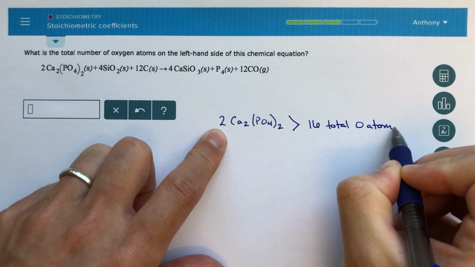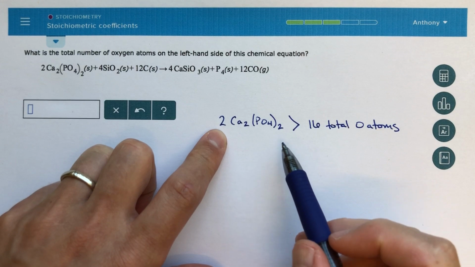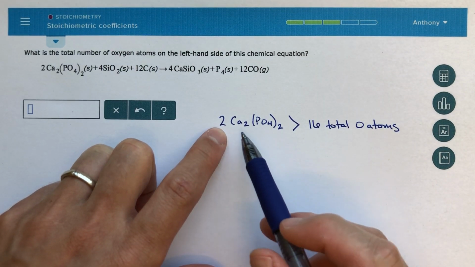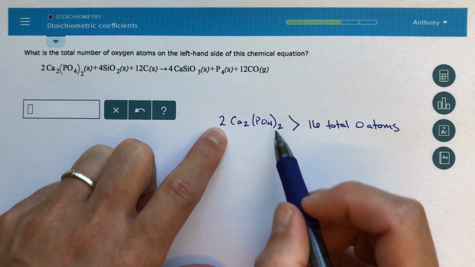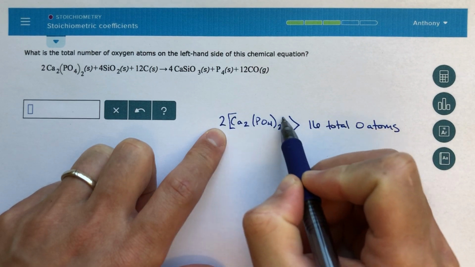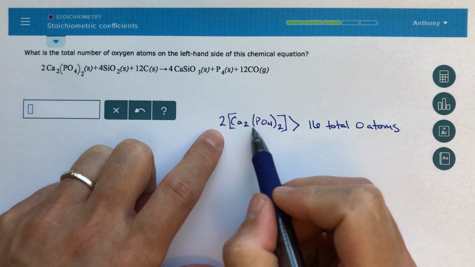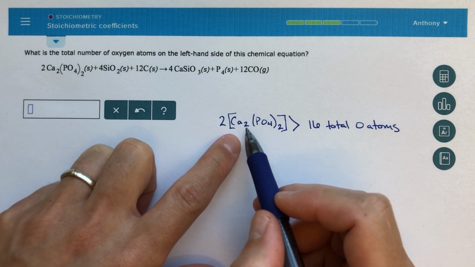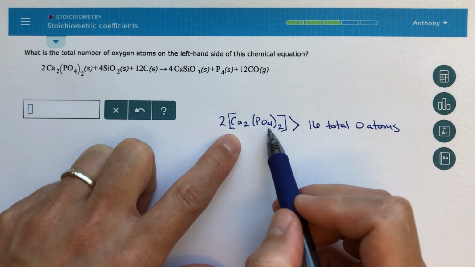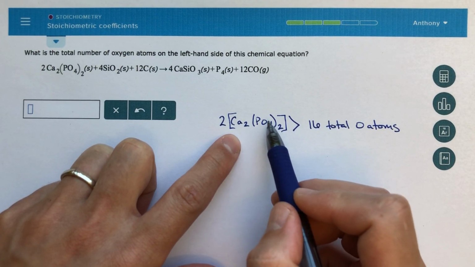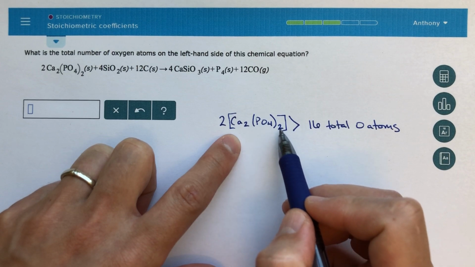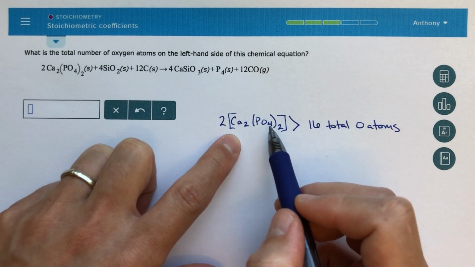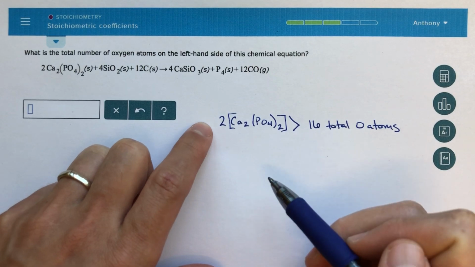So again, running through that again, this big 2 on the outside means that I've got 2 of these whole things. So you could imagine putting something like this. I've got 2 of these whole things. In each one of these, I've got 8 total oxygen atoms. There's 4 in each one of these pieces, but then I've got 2 of each of these pieces, which makes 8. 8 times 2 is 16.